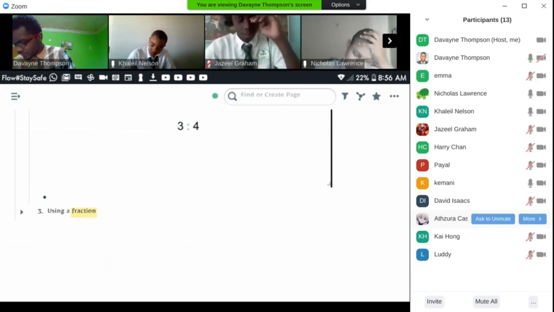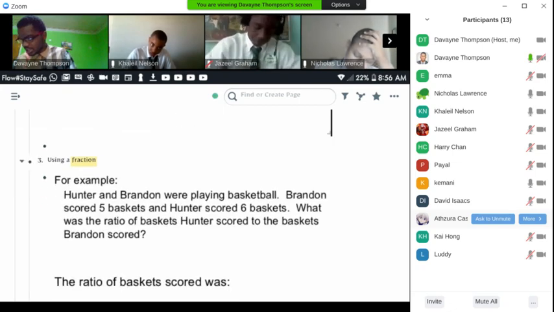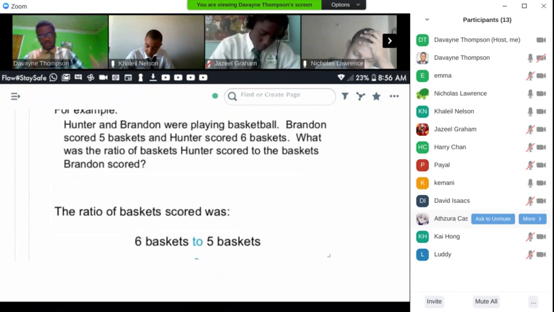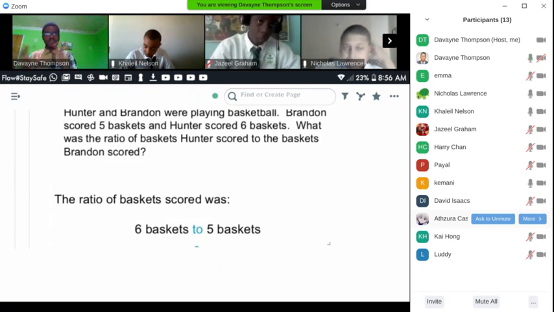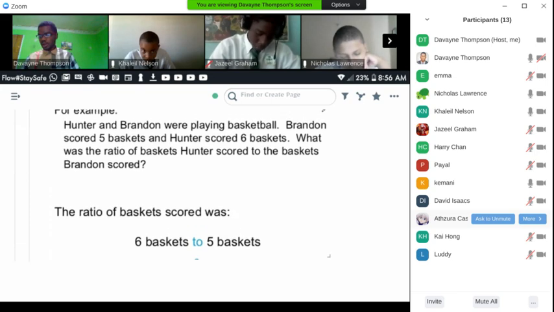Now, we're going to use a fraction, as I just said. So, write this example. You can write Hunter, Brandon, or you can just write two persons who are playing basketball. Person 1 scored 5 baskets, and person 2 scored 6 baskets. You want to tell me now what was the ratio of the baskets scored, right?